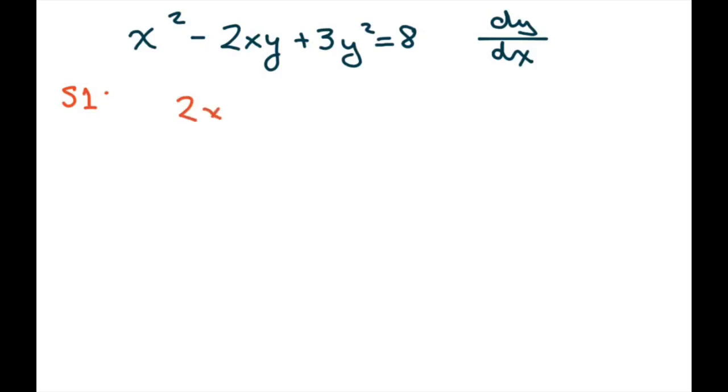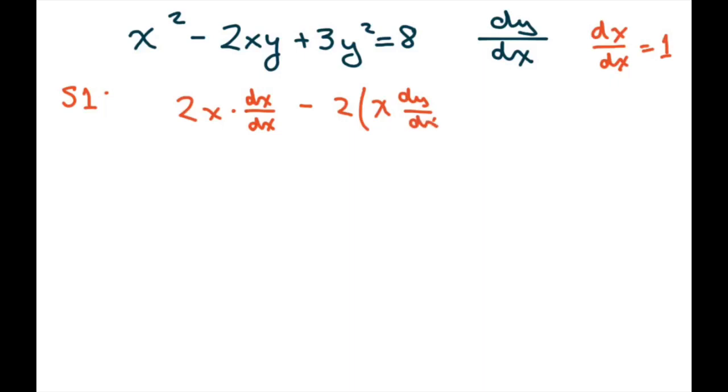So we have 2x. I'm going to take the derivative, and I'm just going to say the derivative of x with respect to x. And just remember that dx over dx equals 1, so I'm just multiplying it by 1. Okay, so then you do minus 2, and this is 2 times x times y, so it's going to be 2, and the x is going to be derivative of y with respect to x, plus y, and then we're going to put derivative of x with respect to x, plus 6y, derivative of y with respect to x, and this is going to equal 0.